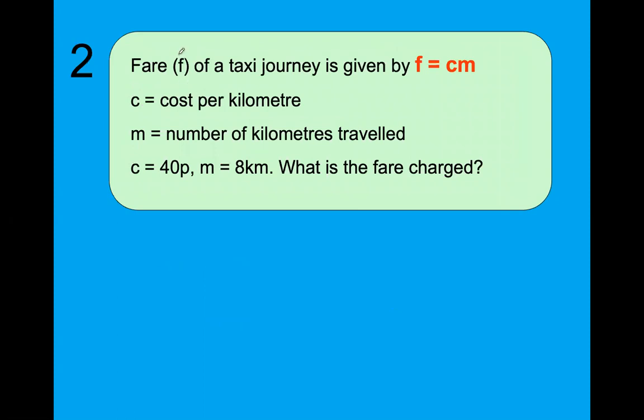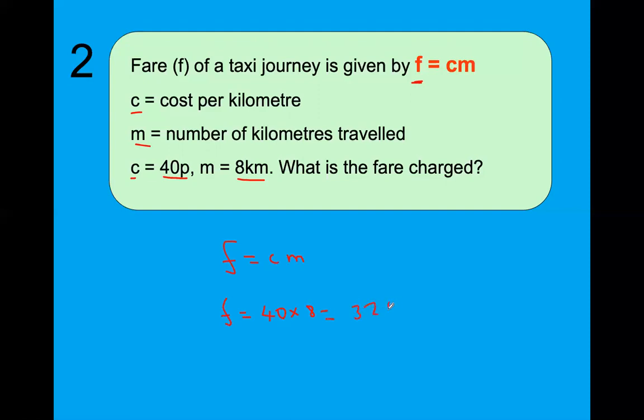All right, so let's have a look at the second example. The fare, F, of a taxi journey is given by this formula: F equals cm, so c times m. C is the cost per kilometer, and m is the number of kilometers traveled. Now, if c equals 40p and m equals 8 kilometers, what is the fare charged? You need to find F. So write the formula exactly as it is first, and then we substitute. F equals, how much is c? C equals 40p, so write 40 times, how much is m? 8. Equals 40 times 8, which is 320.